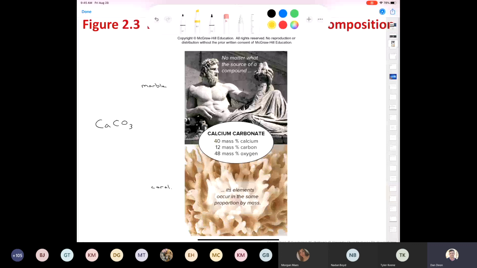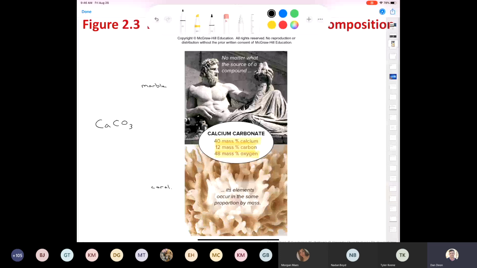It's always going to be 40 mass percent calcium, 12 mass percent carbon, and 48 mass percent oxygen. Okay, if you're a real math hound, you'll follow me, and I would say, well, if you had 100 grams of calcium carbonate, how many grams of calcium would you have? You'd have 40 grams, right? You'd have 12 grams of carbon. You'd have 48 grams of oxygen.